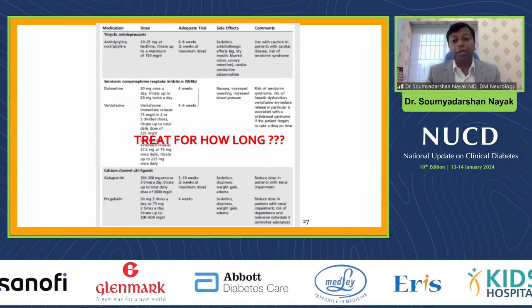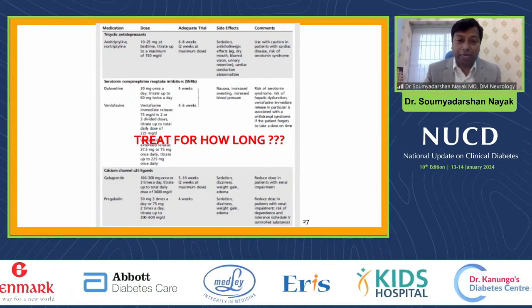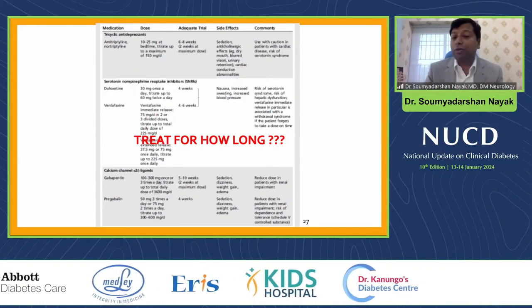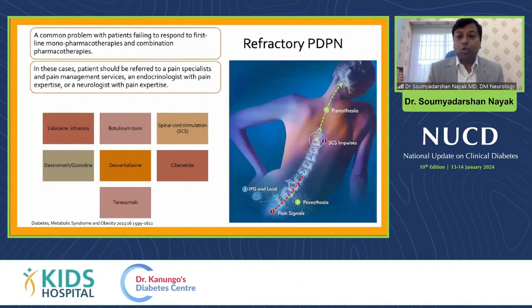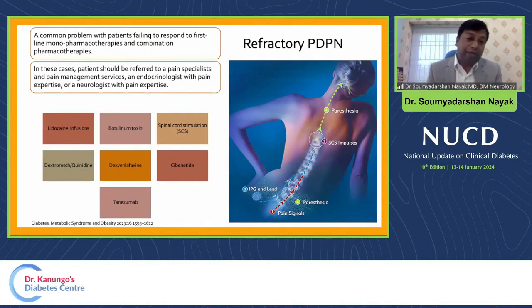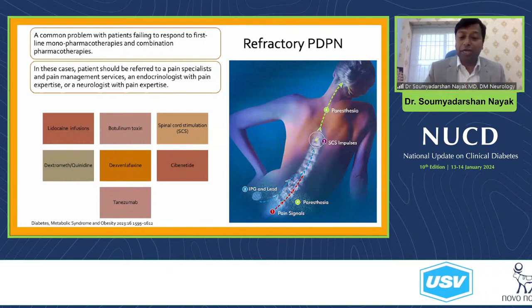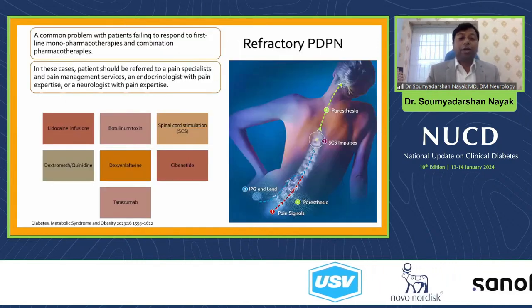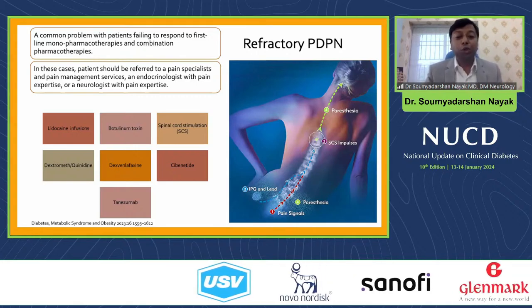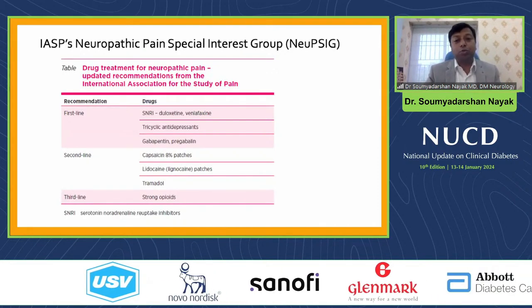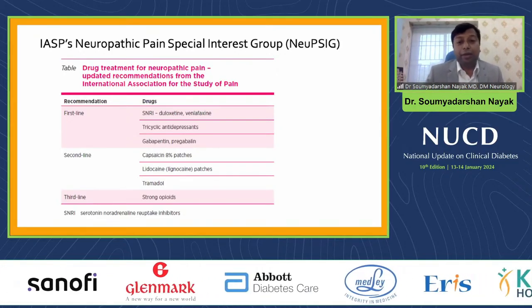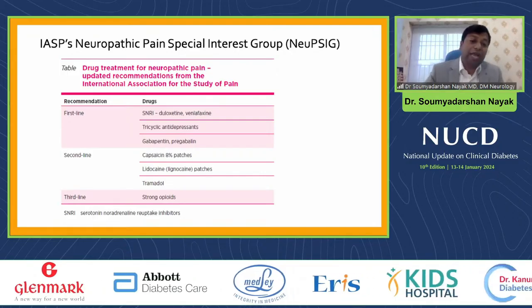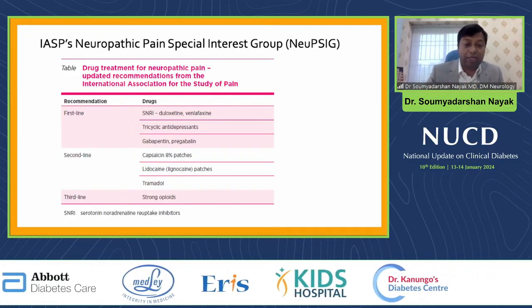How long do you treat? You need at least 4 to 6 weeks for titration, and the maximum duration of a drug can be from 4 to 6 months. In cases where there is refractory painful neuropathy, you refer to pain specialists, and these are the recommendations: lidocaine, botulinum toxin, spinal cord stimulation, and some newer drugs like ziconotide and tanezumab. So this is the IASP's special interest group on neuropathic pain, which has the first, second, and third line recommendations.